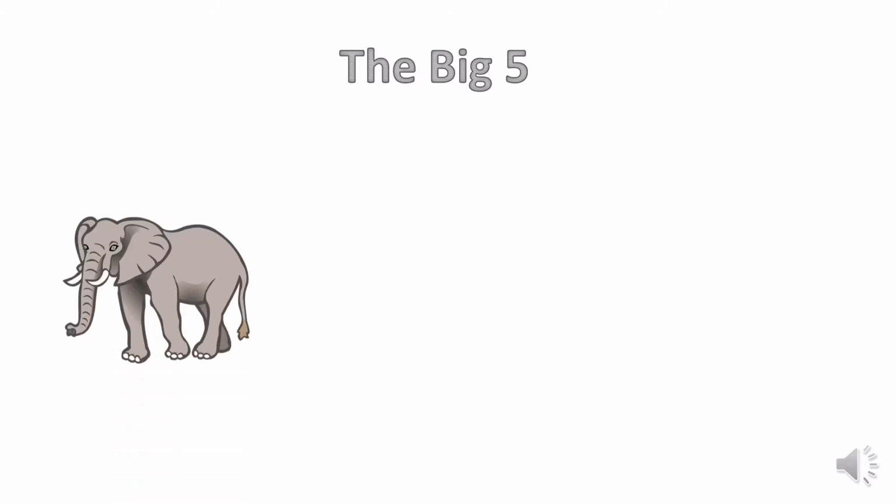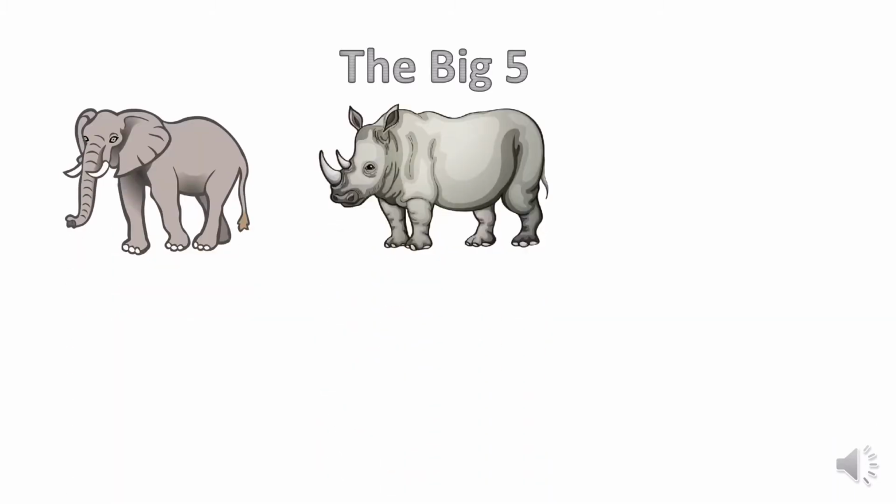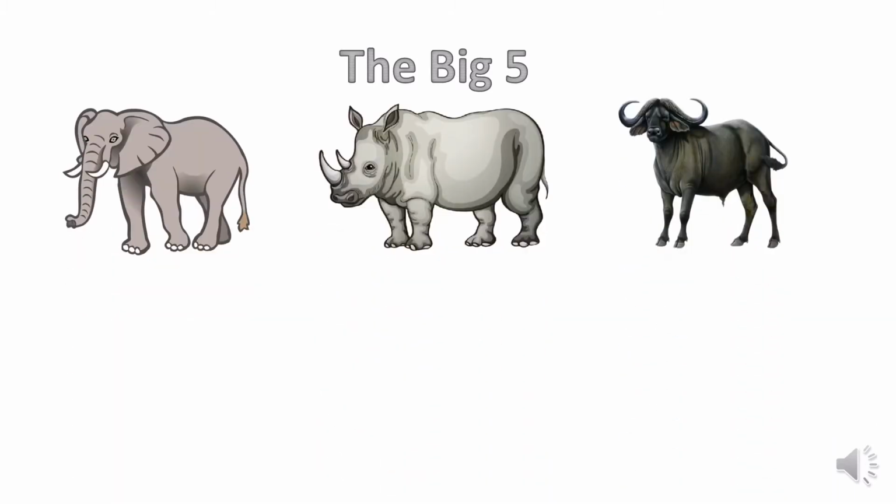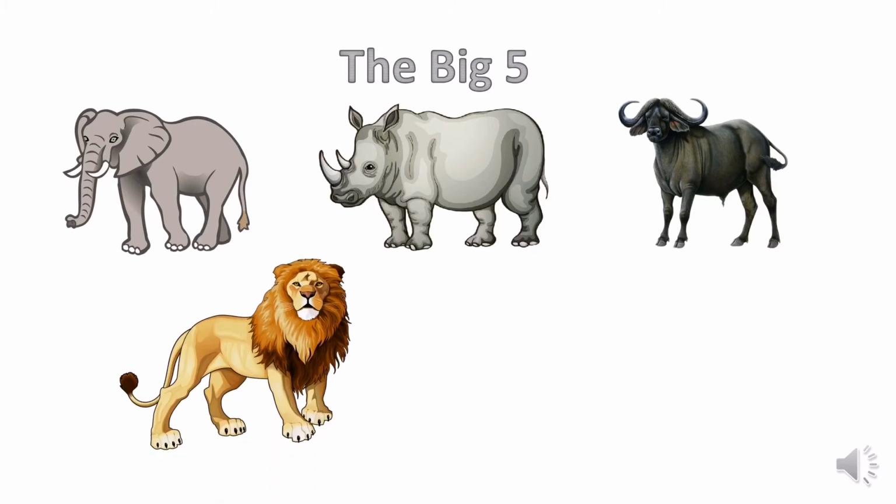Now it is your turn. Remember to do your plan before you start writing your sentences. A few weeks ago, I asked you to research South Africa's big 5 animals: the elephant, the rhino, the buffalo, the lion, and the leopard.